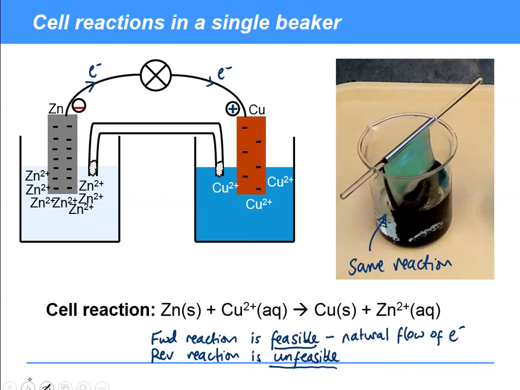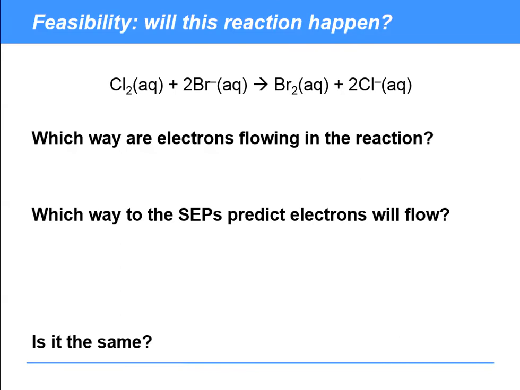So how can we use electrochemistry machinery to actually predict whether a reaction will be feasible? There's essentially three steps here. The first step is to work out which way electrons are flowing in a given reaction. So I've just put up a reaction here between chlorine and bromide ions that forms bromine and chloride ions. I have no idea whether this reaction is actually going to happen. I can write out any redox reaction. My task is to work out whether this is actually a feasible reaction.